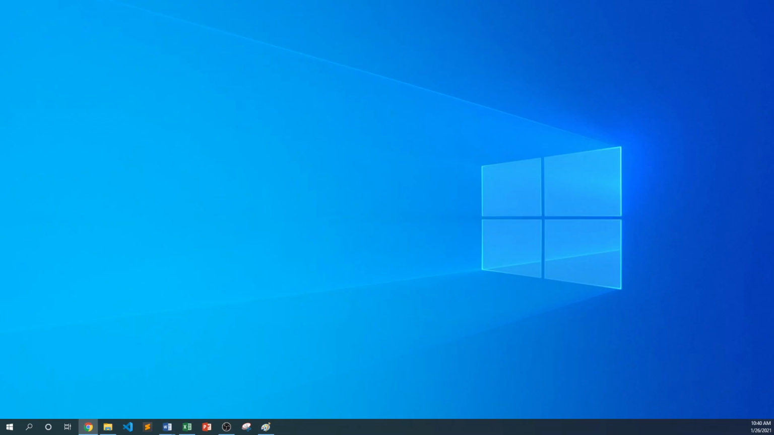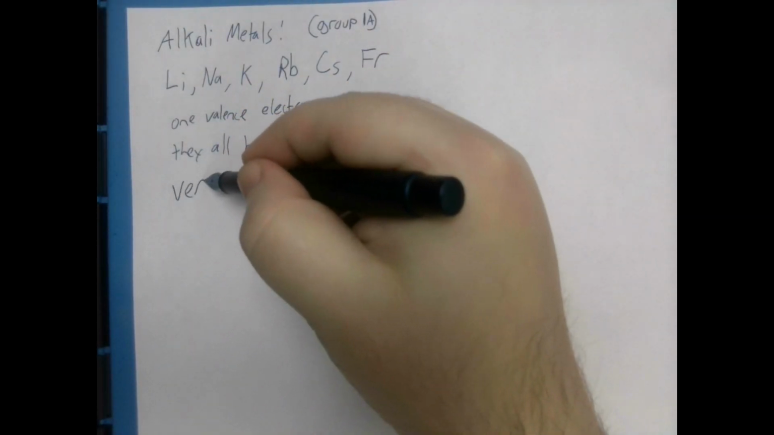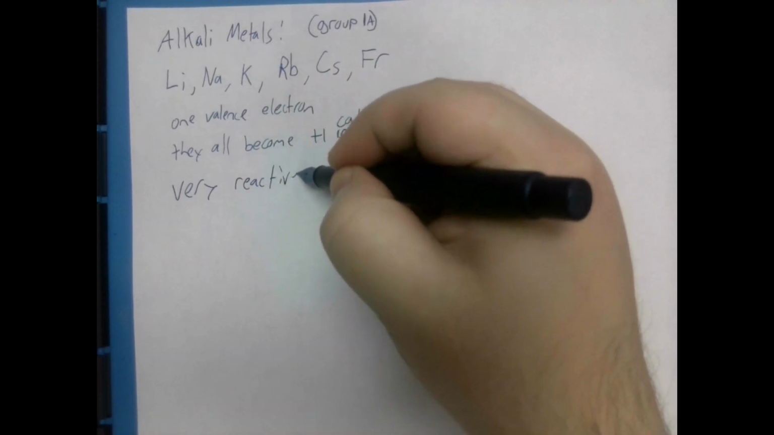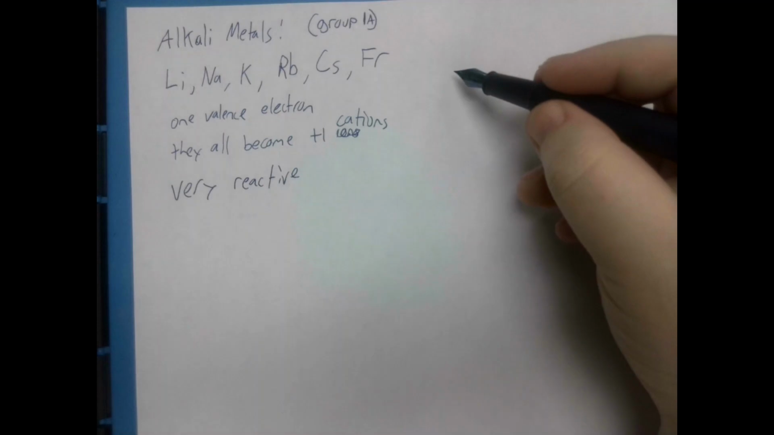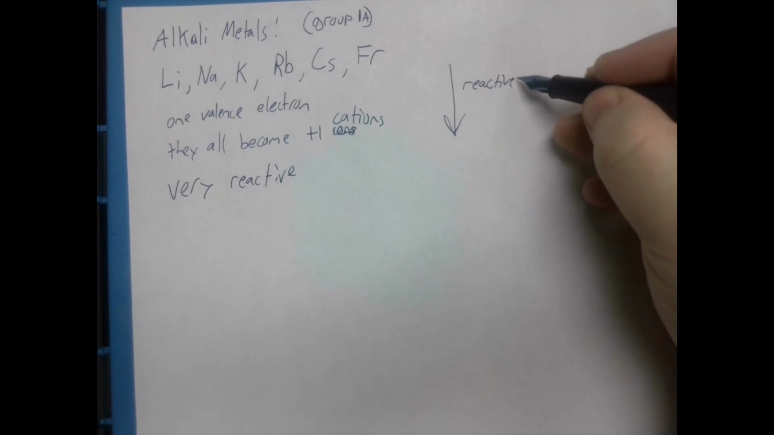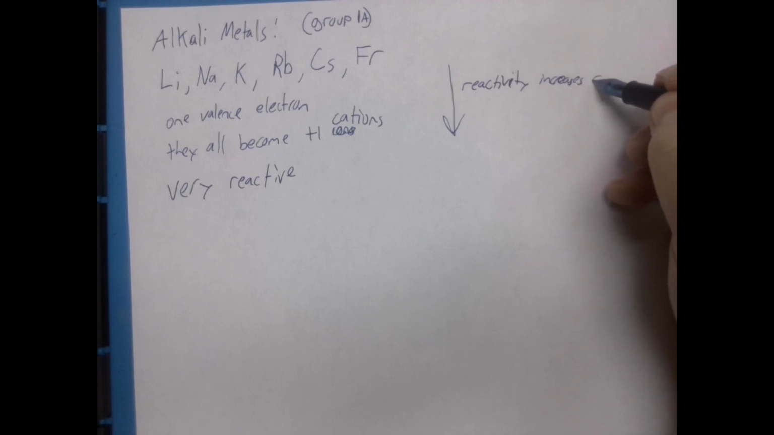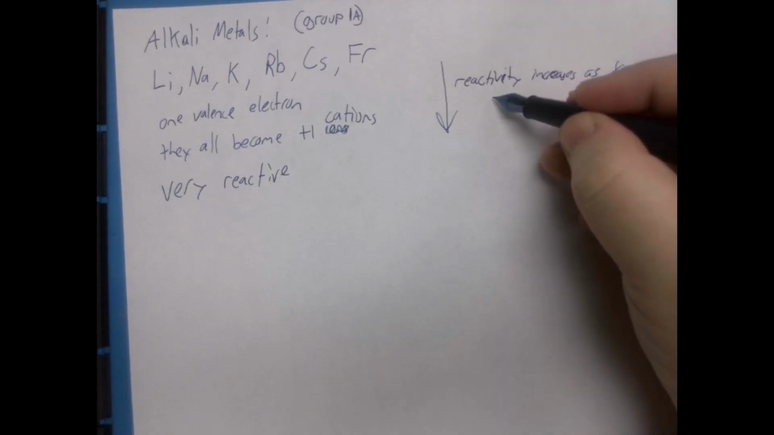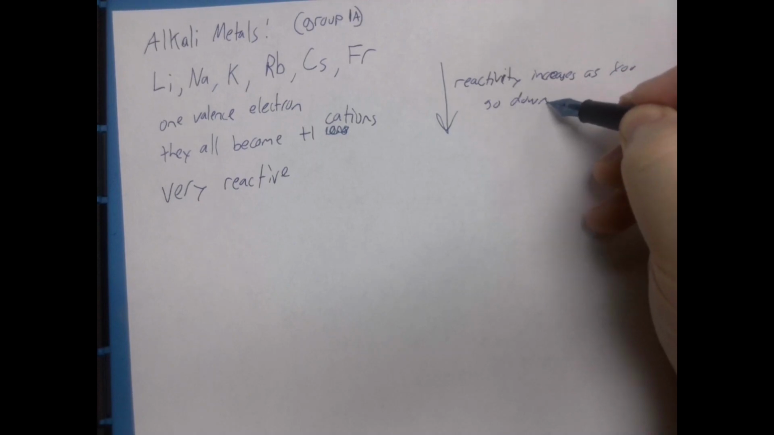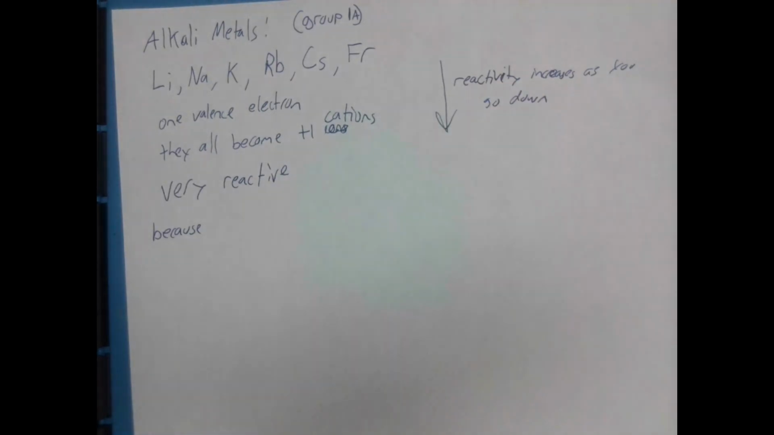So, that is the alkali metals. Let's write: very reactive. Reactivity increases as you go down. Because they all have the same number of valence electrons, they have very similar properties.